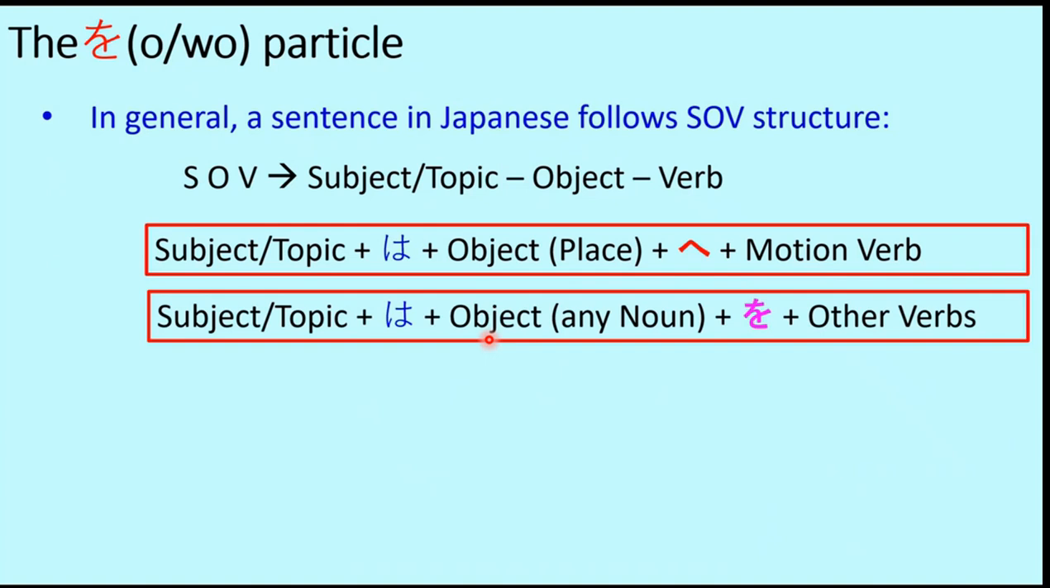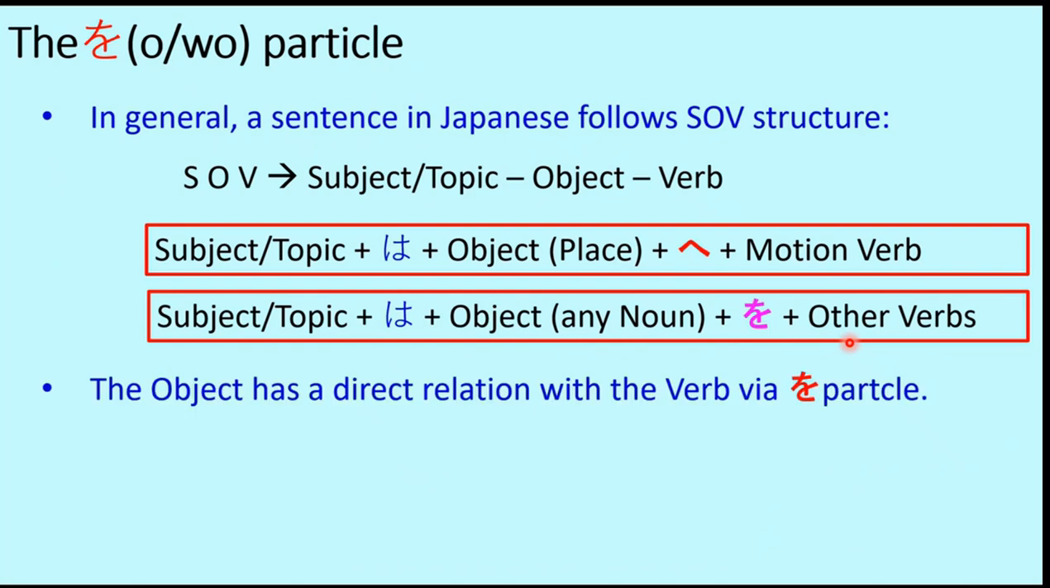Now in general, for other verbs, not for motion verbs, we have to use the o particle instead of the e particle. So now this sentence structure becomes subject or topic, wa, object, which may be any noun other than place, followed by the o particle, and then finally the verb. So that means the object has a direct relation with the verb via the o particle.